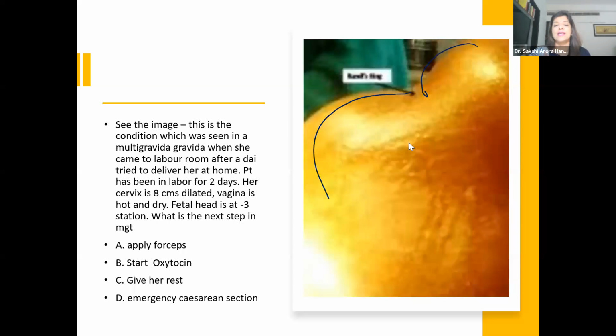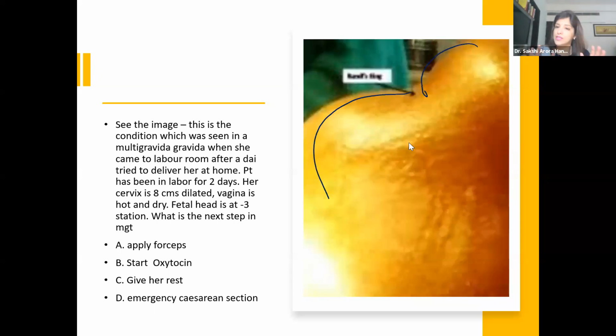Bandel's ring is seen in case of obstructed labor. Schroeder's ring is seen when you are... I'll take your question, Nidish, a little later. First, let me explain this. Constriction ring is seen when during labor you have used oxytocin injudiciously. So you're going to write it is due to injudicious use of oxytocin. Bandel's ring can be felt and seen per abdominally, whereas Schroeder's ring is felt per vaginally only, right?